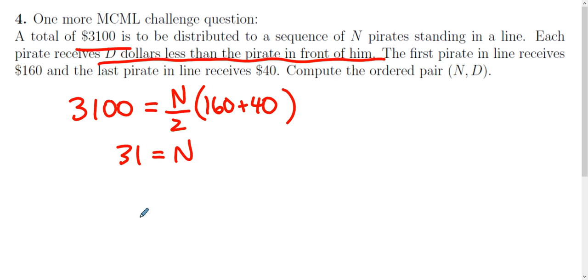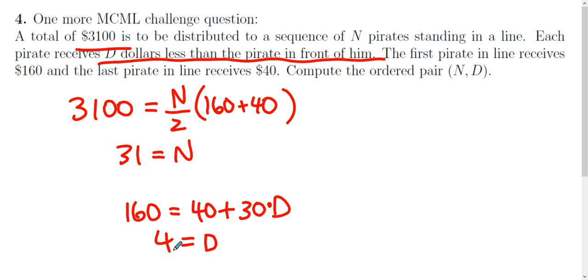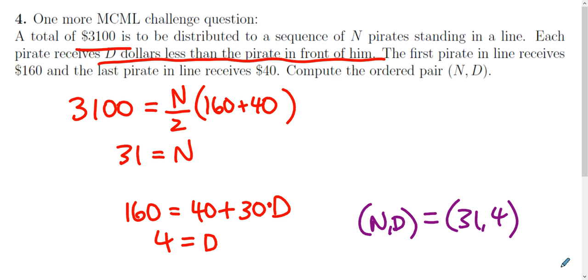And if there are 31 pirates in a line, then the first pirate gets what the last pirate does, and there's 30 common differences separating the first from the last. So that implies that d is 4, and so nd is 31.4. Teenagers got 3 points in a contest for figuring that out. I think it was 2016.